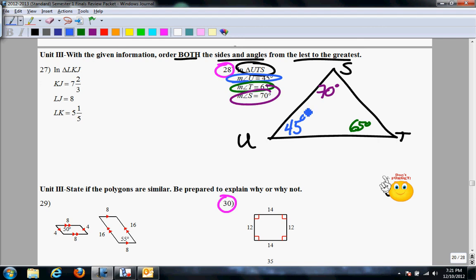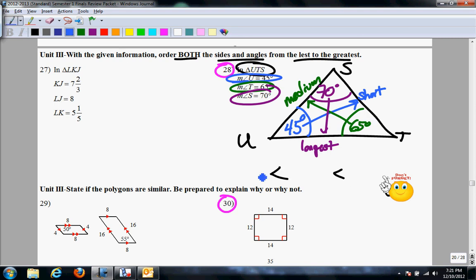This is really easy to order. 45 is the smallest angle, so that means this is the shortest side. T is the medium angle, so that's our medium side. And of course, 70 is our largest angle, so this is our longest side. So least to greatest looks like this. The shortest side is going to be ST. The medium side is SU. And the longest side is going to be UT.